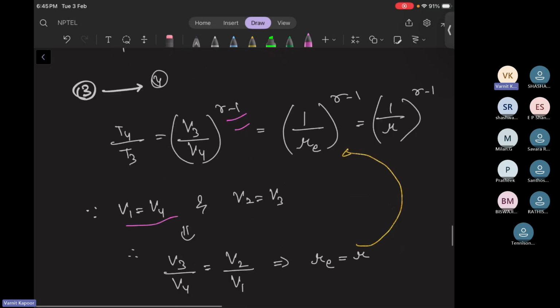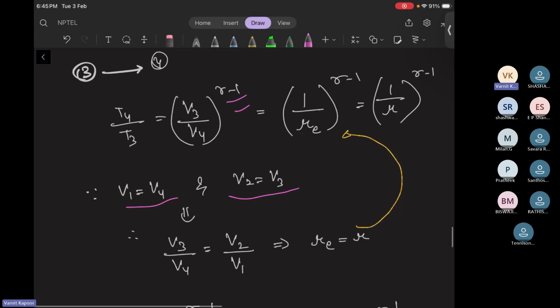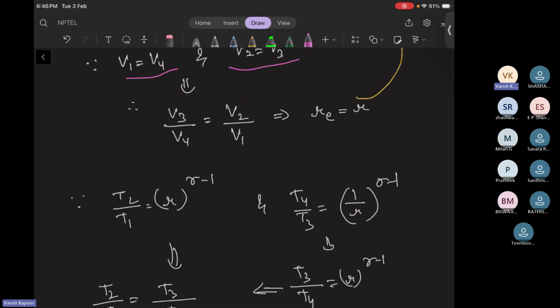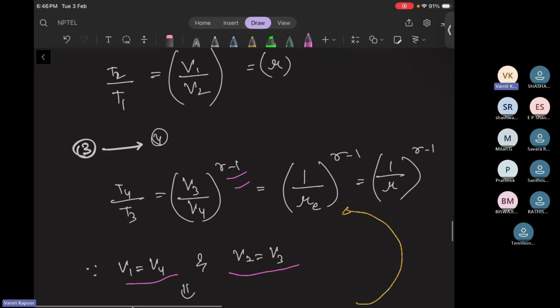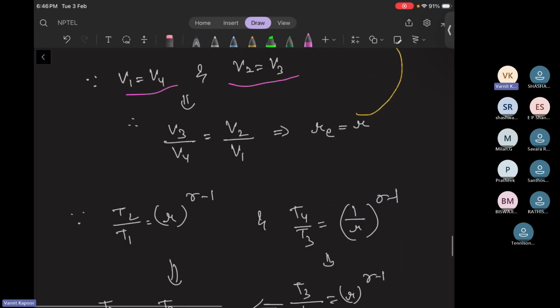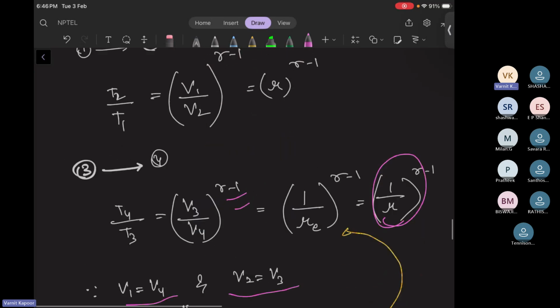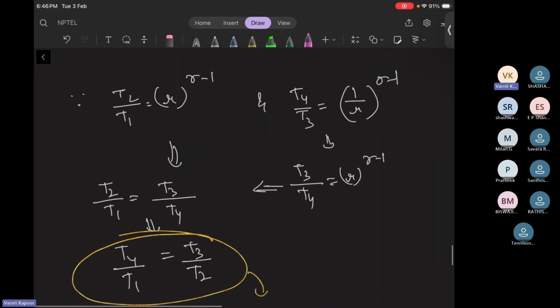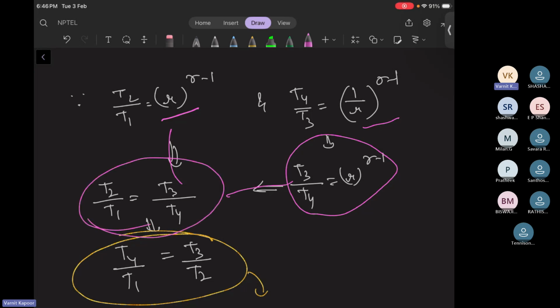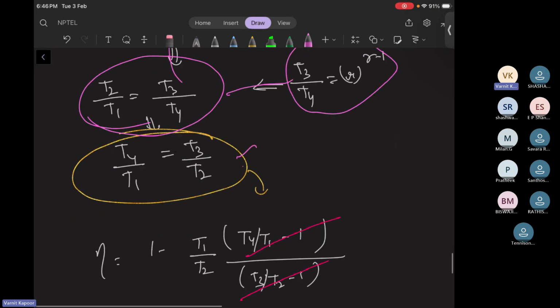Since we know that V1, V4 and V2, V3 both are equal, V3 by V4 ratio is equal to V2 by V1 ratio. So we can say that RE and R both are same for our Otto cycle. We put the values and we get 1 by R to the power of gamma minus 1 itself. Now we want this numerator and denominator to be cancelled out. So we saw that T2 by T1 was this, T4 by T3 was this. If we take the inverse of it, T3 by T4 will be R to the power of gamma minus 1. From this and from this, we got the ratio to be equal. Just transpose the value: T4 by T1 is equal to T3 by T2.